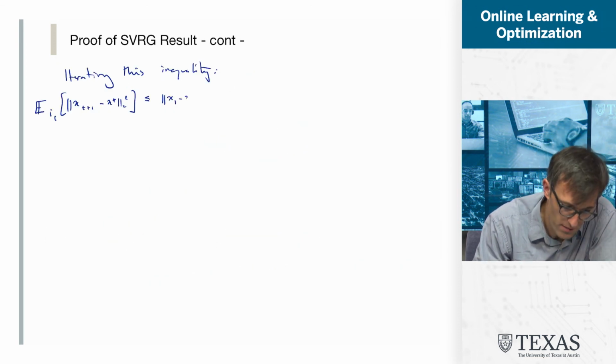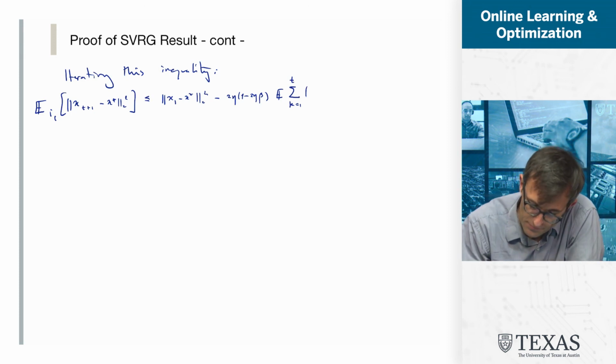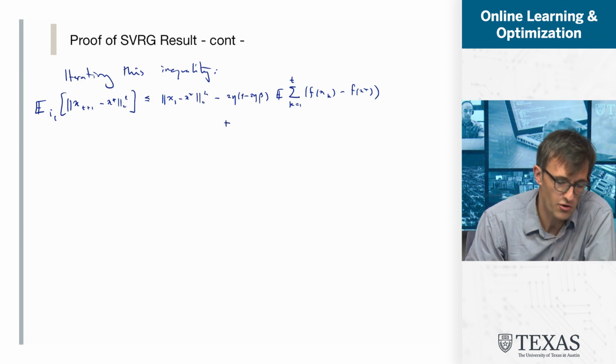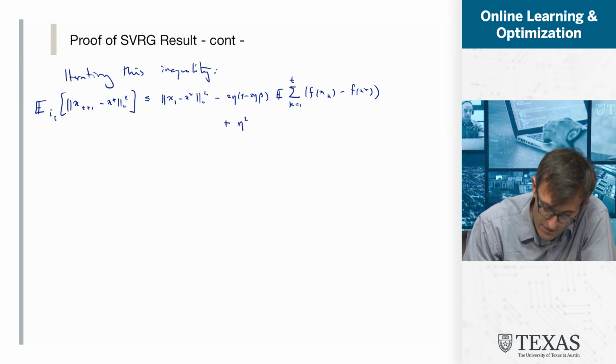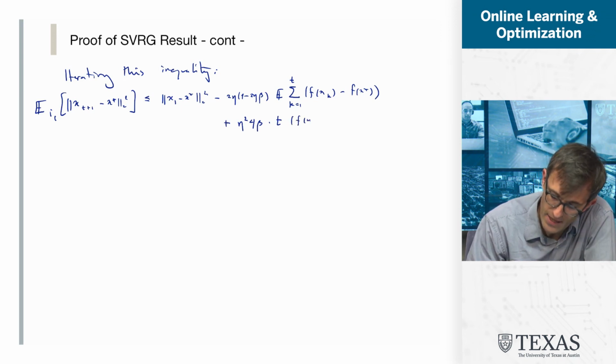So I'll have my x1 minus x star squared minus the coefficient 2 eta, 1 minus 2 eta beta, and now times the accumulation of all of those other terms. So this is the sum from k equals 1 to t of f of xk minus f of x star, plus that last term, which was just f of y minus f of x star. There's no t in it, so I just have the coefficient eta squared 4 beta, and then just t copies of it, times f of y minus f of x star.